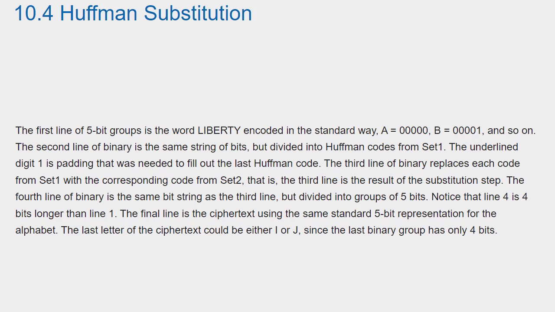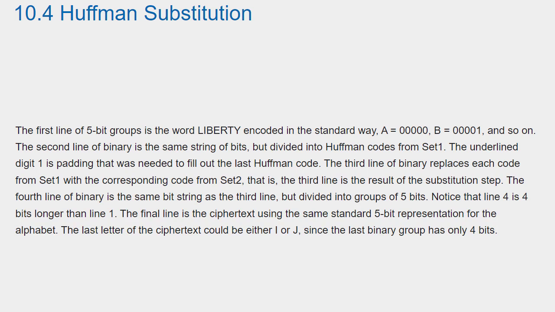The second line of binary is the same string of bits, but divided into Huffman codes from set 1. The underlined digit 1 is padding that was needed to fill out the last Huffman code. The third line of binary replaces each code from set 1 with the corresponding code from set 2, that is, the third line is the result of the substitution step. The fourth line of binary is the same bit string as the third line, but divided into groups of 5 bits. Notice that line 4 is 4 bits longer than line 1.